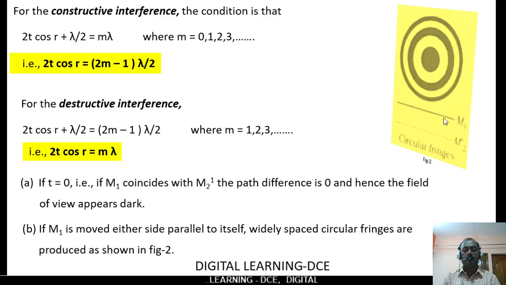If M1 is moved either side parallel to itself, widely spaced circular fringes are produced as shown here. These are the circular fringes. Widely spaced circular fringes are formed.